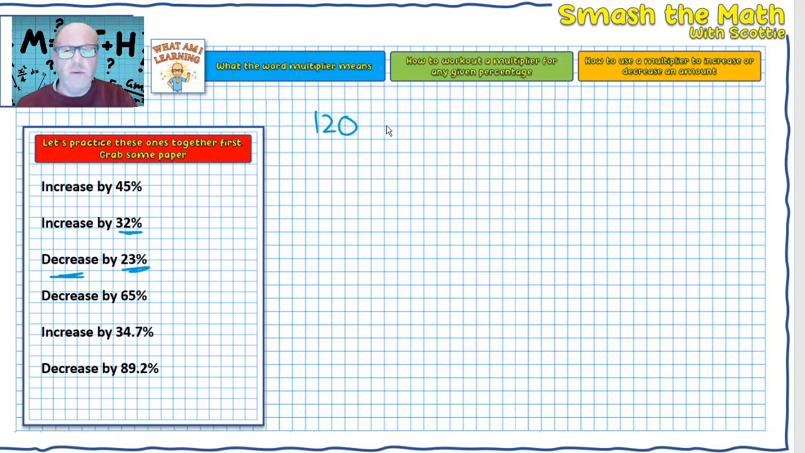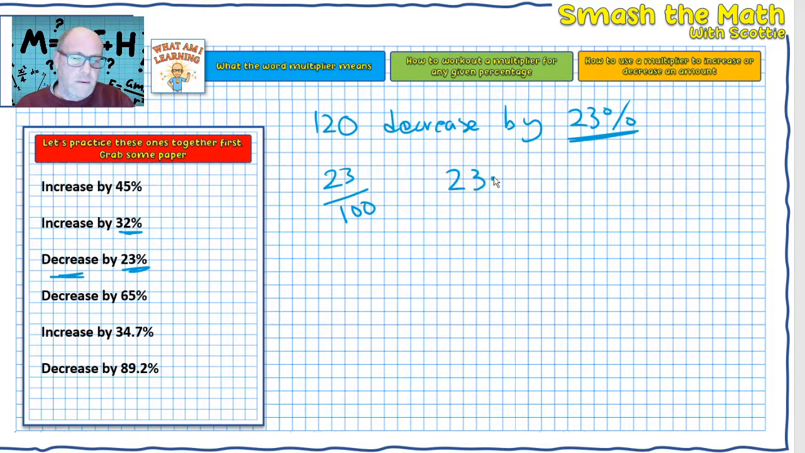So it's a little bit more trickier, but not much if you follow this method. So we're going to do 120, and we're going to decrease by 23%. So same thing. First thing I'm going to do is work out what this is as a multiplier. So 23 divided by 100. I'll shift it 2 places. So there you go. That's my multiplier for 23%.